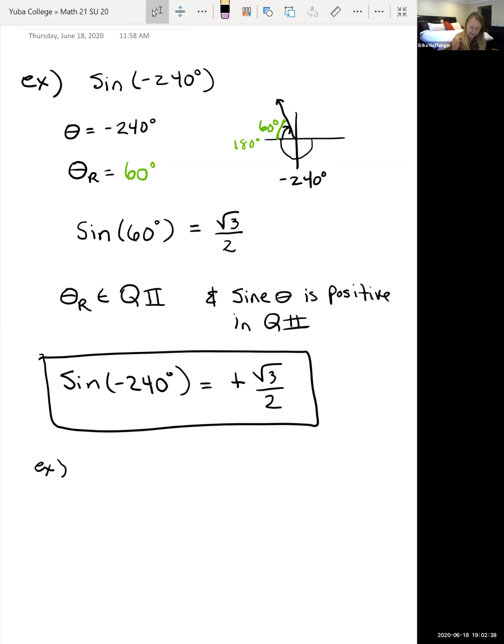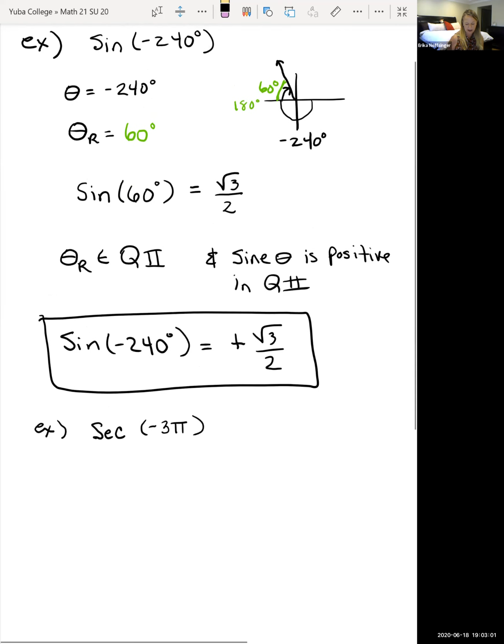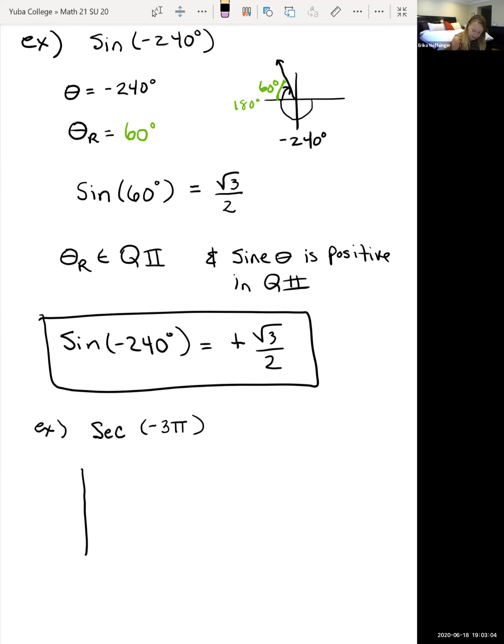Okay. Let's say it was secant of negative 3 pi. First thing you want to do is graph negative 3 pi. So I know 2 pi is a full rotation. And this is a negative, so I'm going to go clockwise. A full rotation is 2 pi or negative 2 pi. And so to get up to 3 pi, I need another pi, which I know is just 180 degrees. So that's just going to get me up to the negative x-axis. So negative 3 pi.